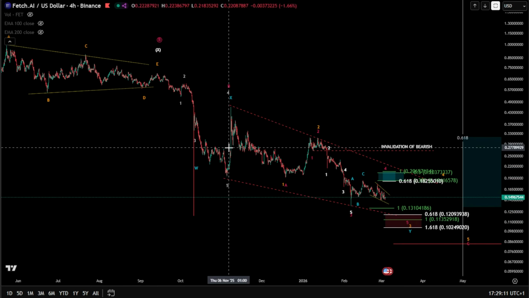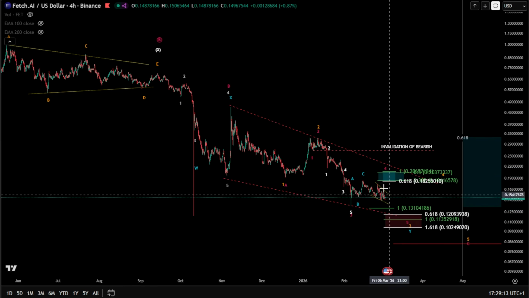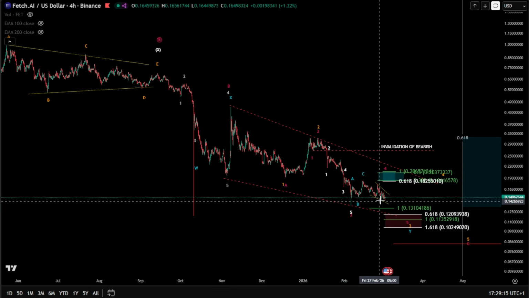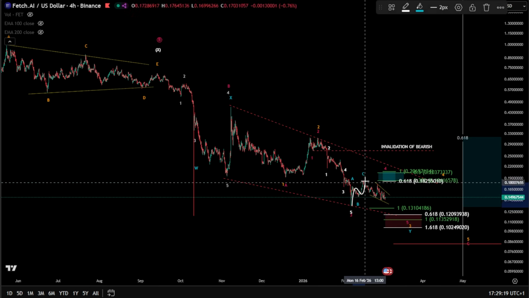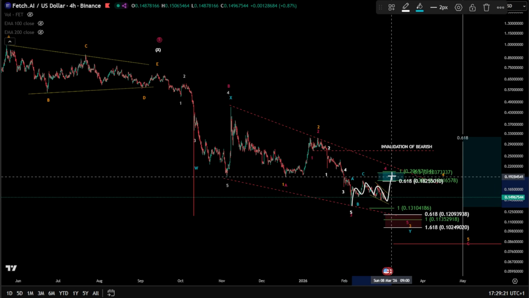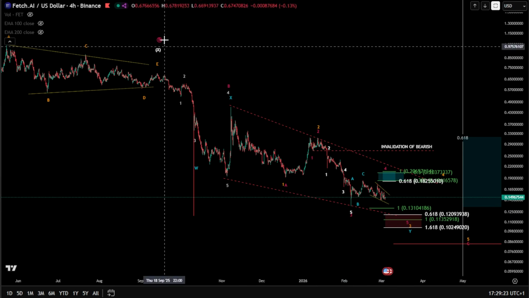So this is what I'm expecting here for FET. Be careful of this trap. What I mean by this trap is an ABC finish there, meaning 3 waves up, 3 waves down here, and then pushing towards the upside still for wave 4.